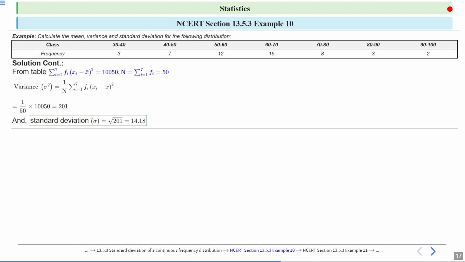So this value gives us a sense of how much the data typically varies from the mean. And we have calculated the mean, variance and standard deviation for the following distribution. So I hope this example is clear to all of you.